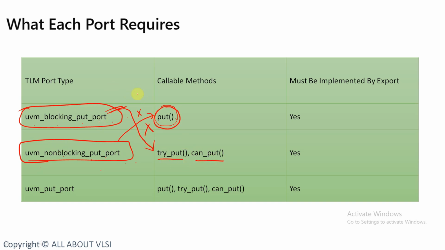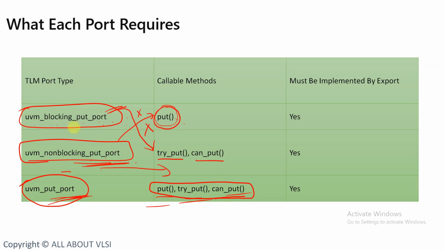So we can call only the respective methods. Using UVM blocking put port, we can only call the put method, and using UVM non-blocking put port, we can only call try put and can put. And using UVM put port, we can call the put method, try put method, can put method. We can call any method from this. So this is the difference between these types of ports.